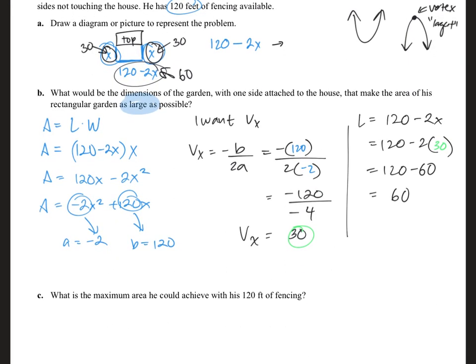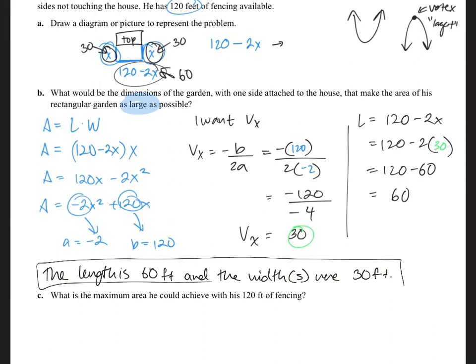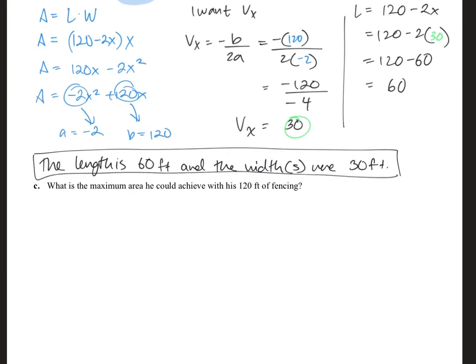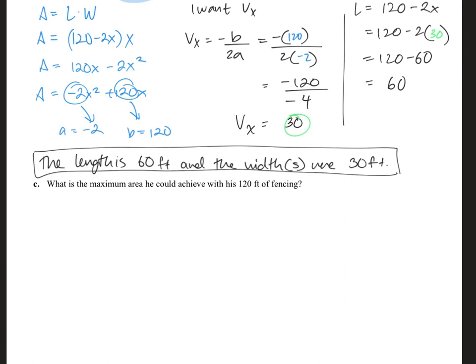Let's write that down. The length is 60, and what unit was this? Feet. And the width was 30 feet. So the last step: what is the maximum area? Well, the maximum area he could achieve with his 120 feet of fencing, we're just going to use the maximum dimensions. And the maximum dimensions were 60 and 30.